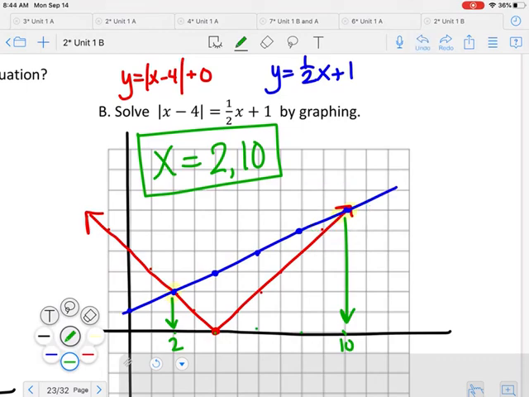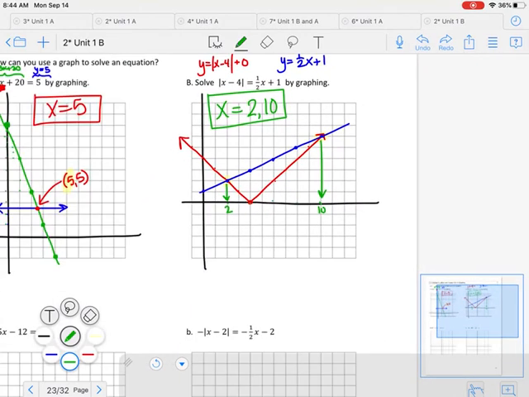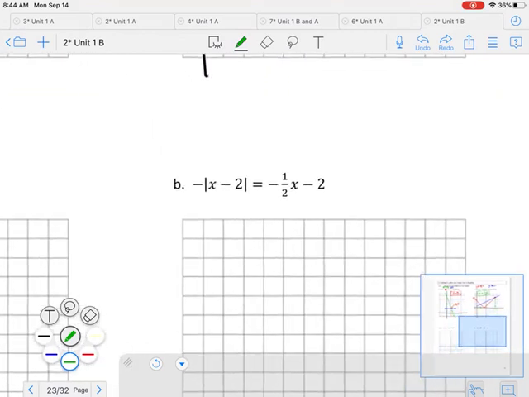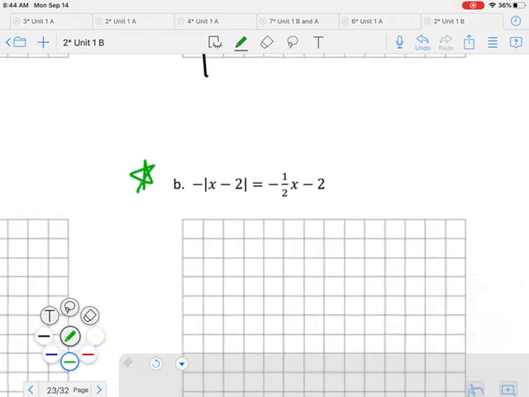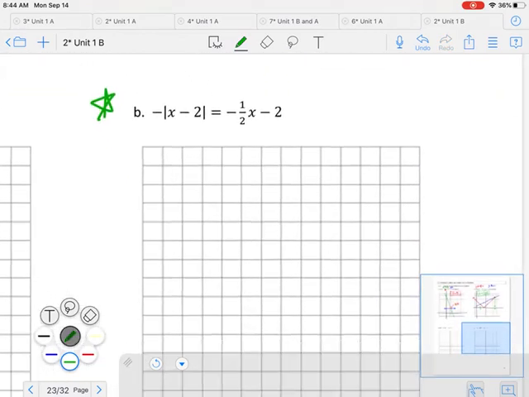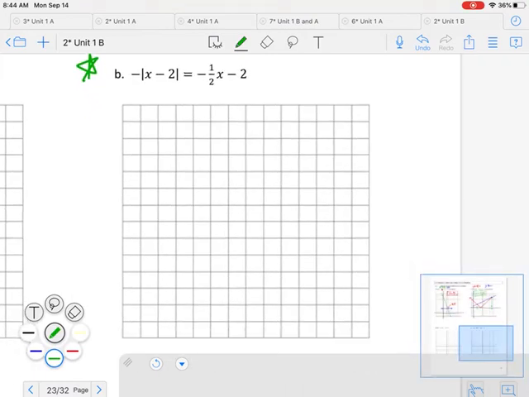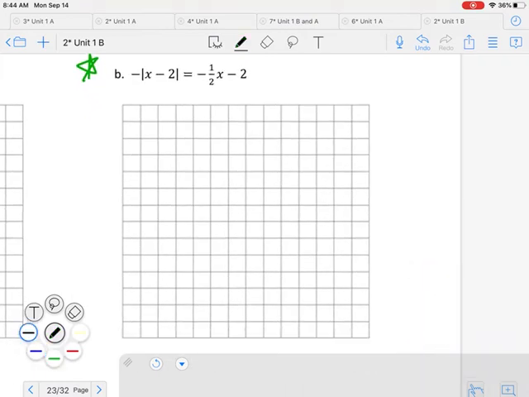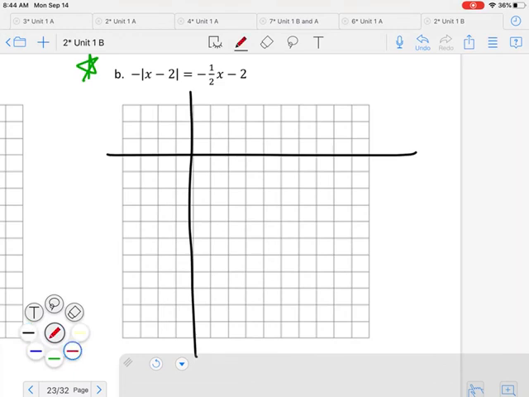All right, please practice. Put a pause and practice doing number B, and then push play again to check your work. The axes, put it about 4 units over from the left and in the upper section for your x-axis. Negative absolute value of x minus 2.